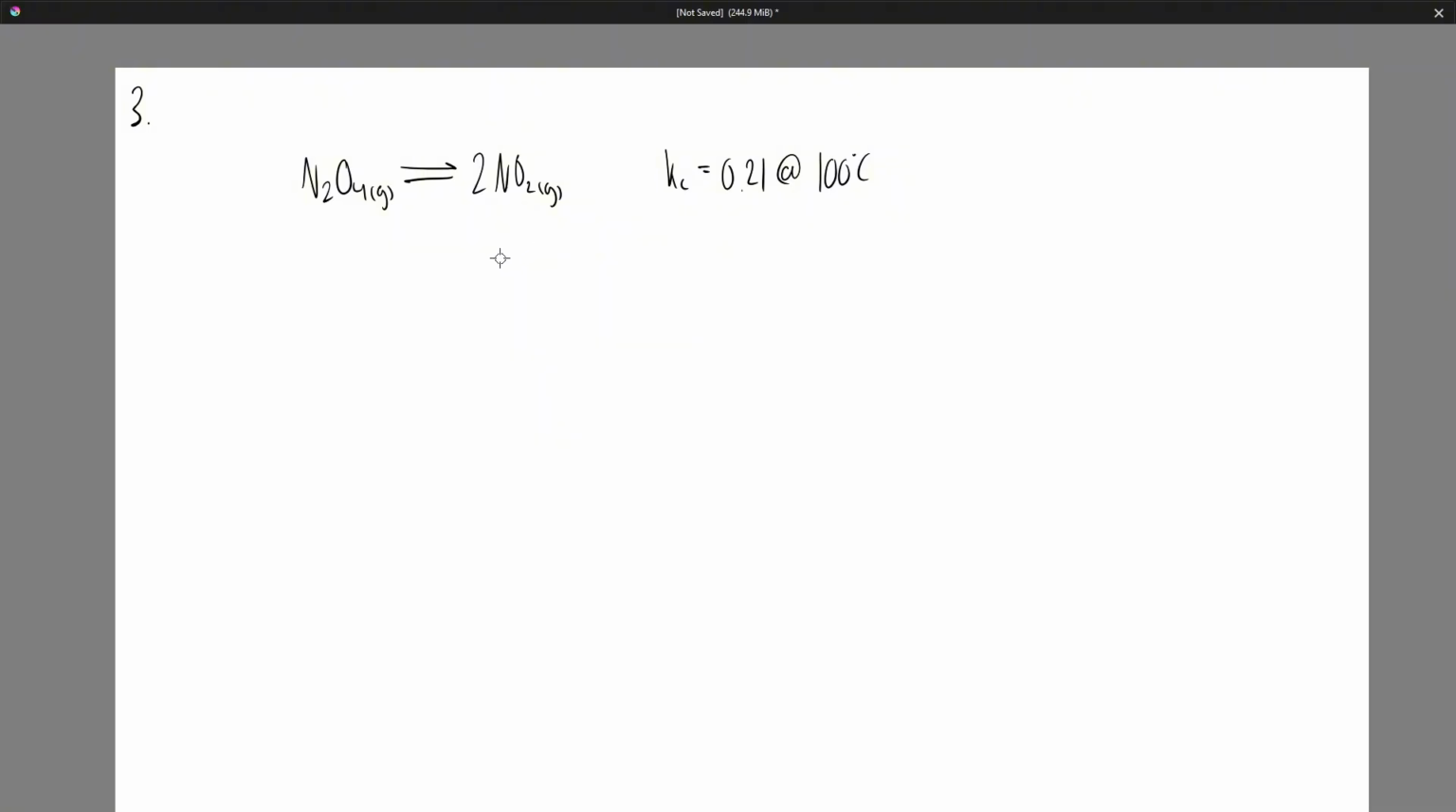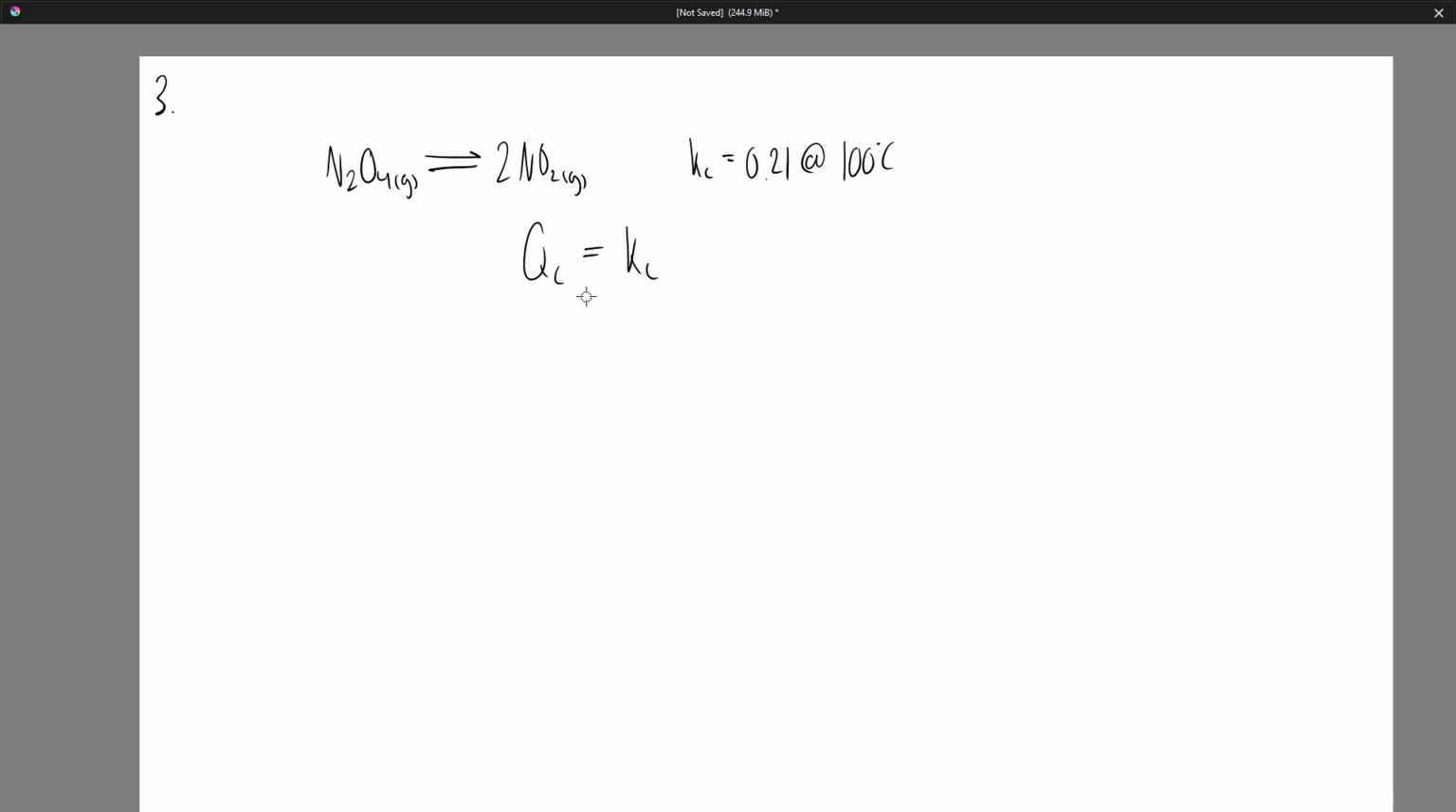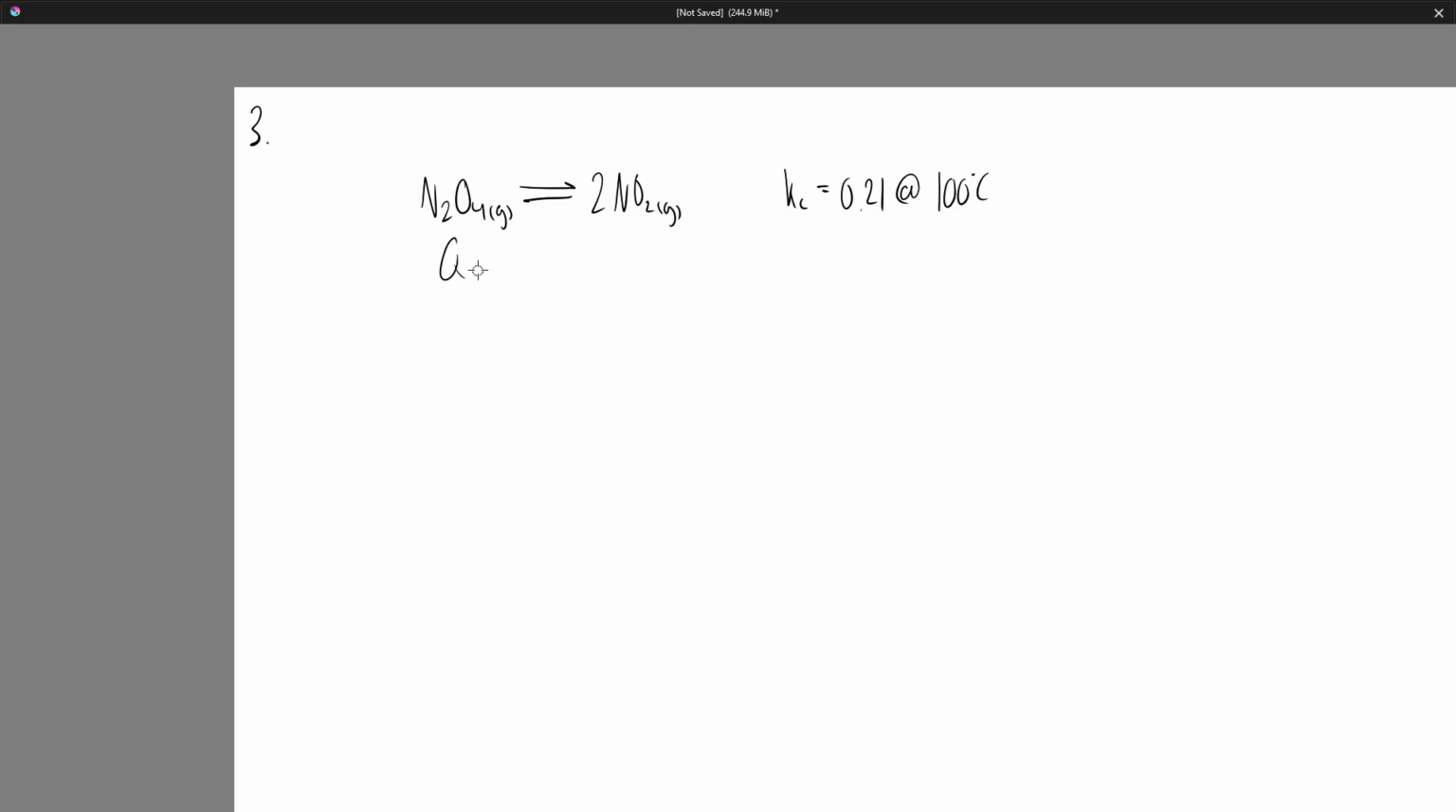So when it asks to determine whether it's at equilibrium or not, you want to solve to see if Qc is equal to Kc, because Qc is the reaction quotient of concentrations, and Kc is the equilibrium constant of concentrations. I put Qc on the side of the reactants, and Kc on the side of the products. So if both are equal, they're at equilibrium.